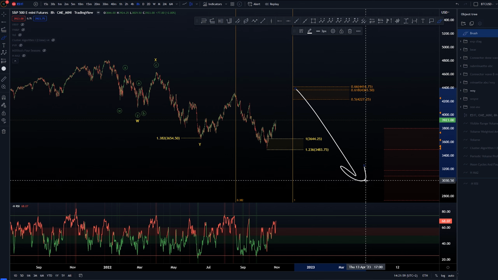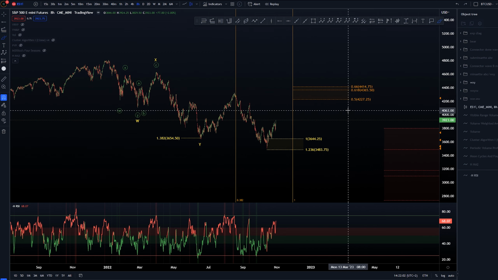And then again, both of them are looking downwards on higher time frame. So that's my bias still.